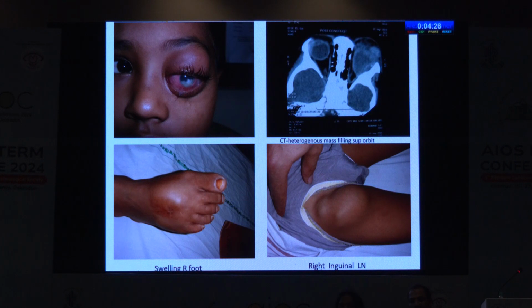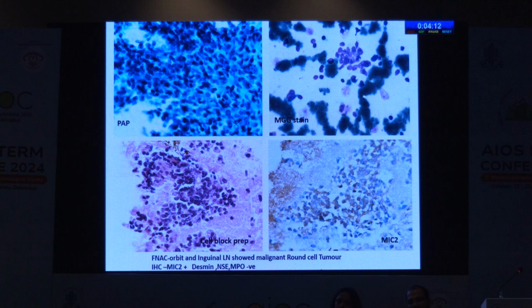This was a 7-year-old child with proptosis, and on the CT also you can see the large mass filling up this orbit. In addition, the child had swelling of the right foot and right inguinal lymph node swelling. So we decided to do FNAC, and you can see in the Papanicolaou stain, the PAP stain, it was a malignant round cell tumor. The same is seen in the MGG or May-Grunwald Giemsa stain. They are irregular hyperchromatic nuclei. We had some material left, so we prepared a cell block. Again, it showed a round cell tumor with areas of necrosis.